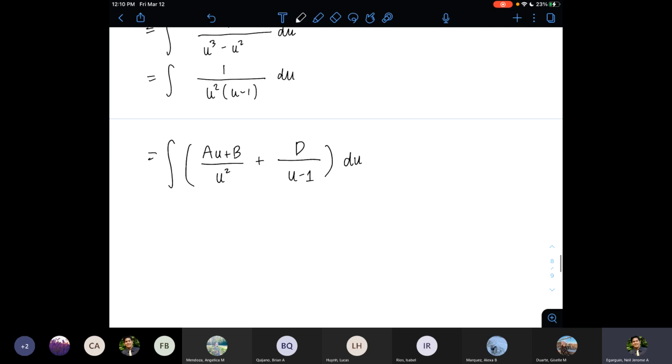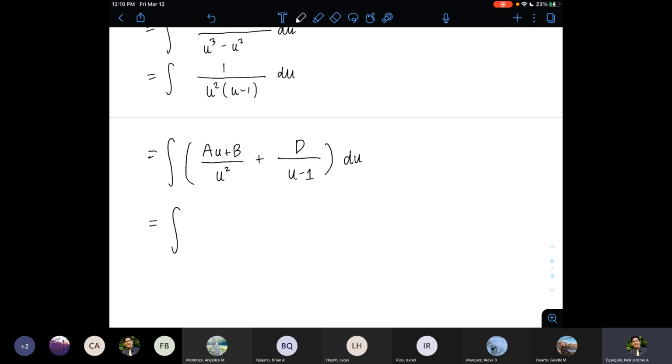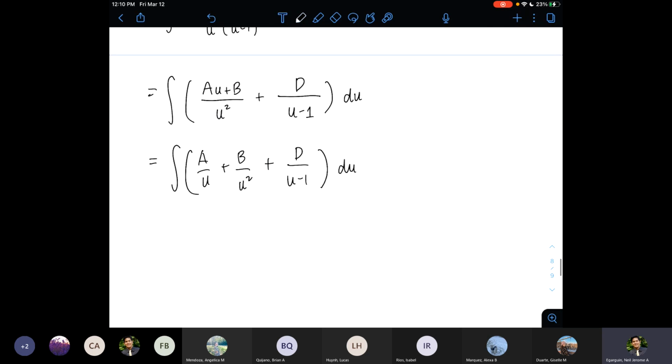And in some cases, that's easy. For instance, here, I can split this up into two cases, right? So I'll have an a over u plus b over u squared. What I did there is simply perform the division. Au over u squared is a over u. B over u squared is b over u squared. Plus d over u minus 1 du. And I'll just imagine a, b, and d to be constants. It's just that we don't know what their values are at this point.